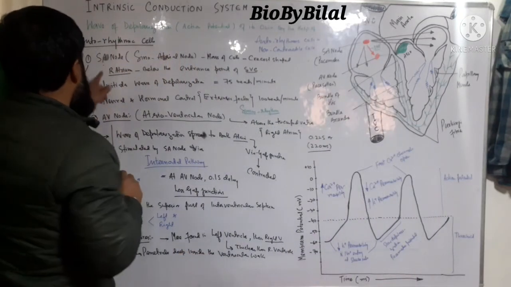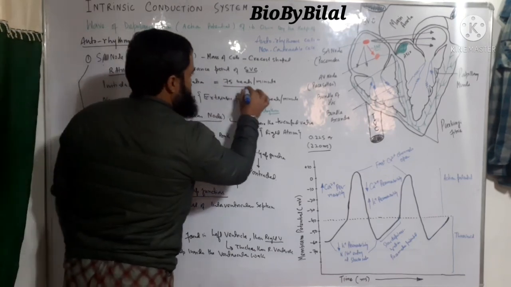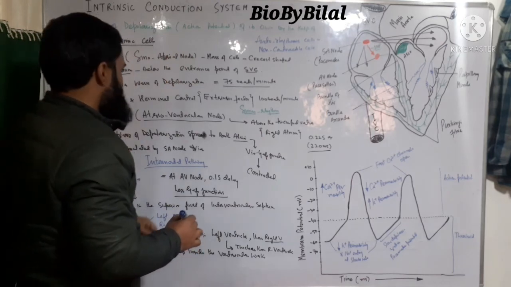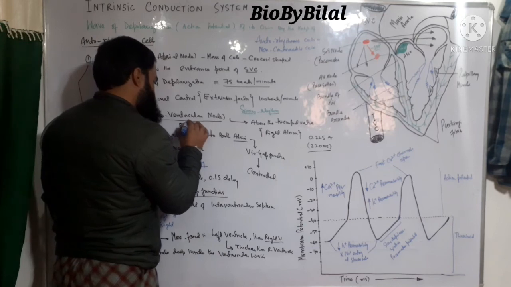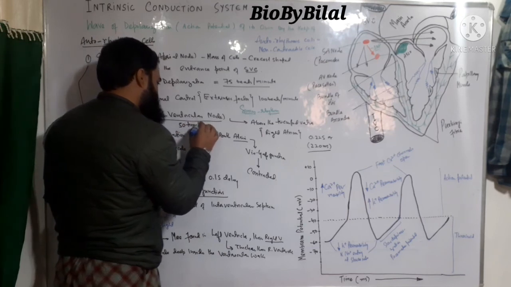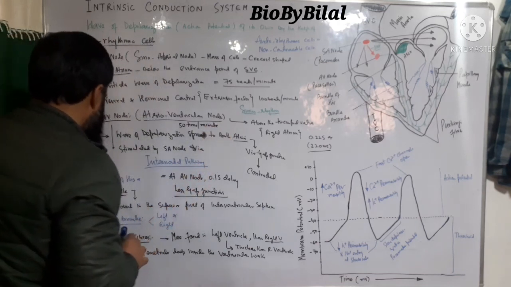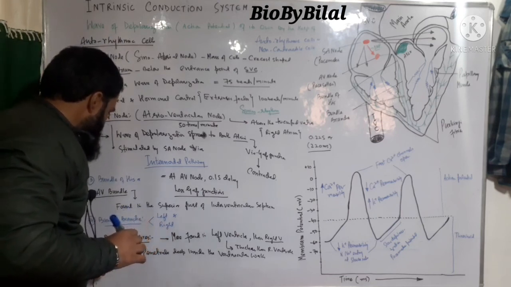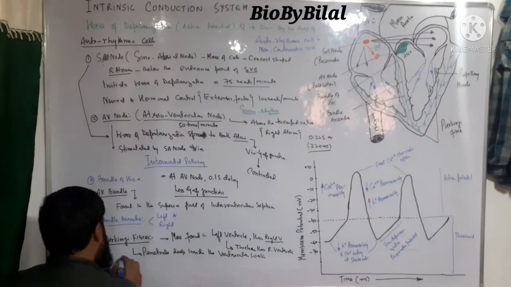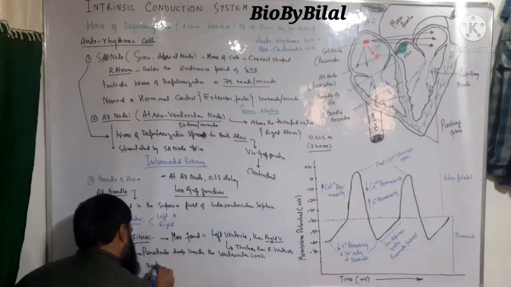Another point here: the SA node, as I have mentioned earlier, beats 75 times per minute. Then the AV node beats about 50 times per minute, and the bundle of His, bundle branches and the Purkinje fibers are said to beat about 30 times per minute.